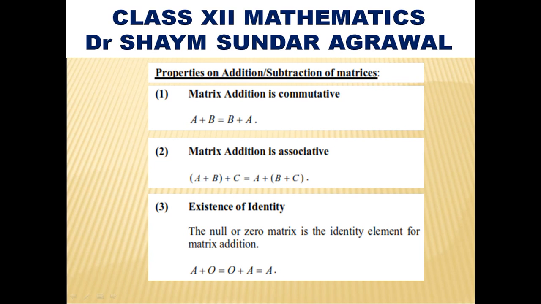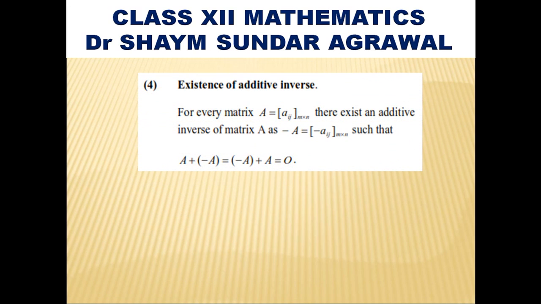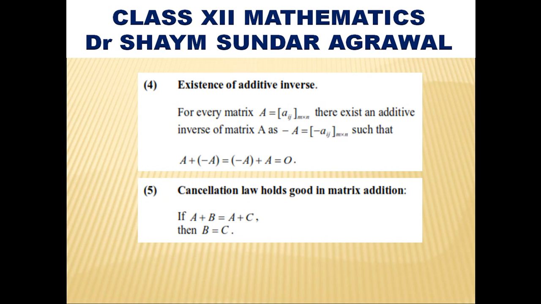Next, existence of additive inverse. For every matrix A, Aij of order m cross n, there exists an additive inverse of the matrix A as minus A, which is minus aij of order m cross n, such that A plus of minus A, or minus A plus of A, is equal to the 0 matrix. Similarly, the cancellation law also holds good in matrix addition. If A plus B is equal to A plus C, then B equals C.